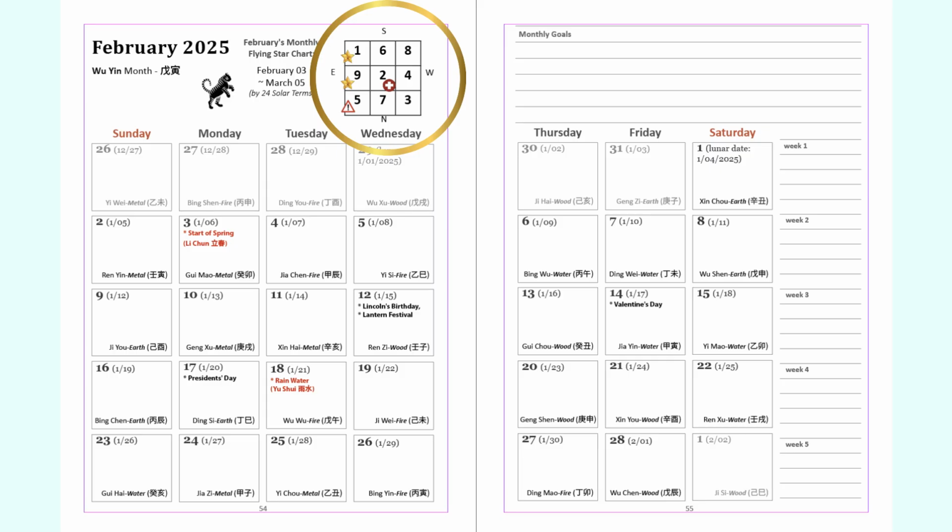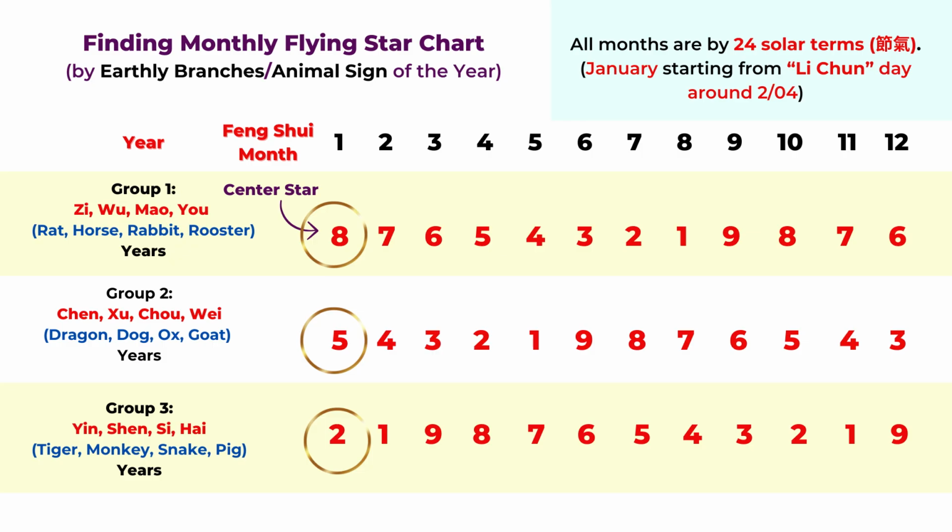So for the first month, the center of the flying star is number 2, and it goes in descending order. The second month will be star 1, and then the third month starts from star 9 again: 9, 8, 7, 6, 5, 4, 3, 2, 1.